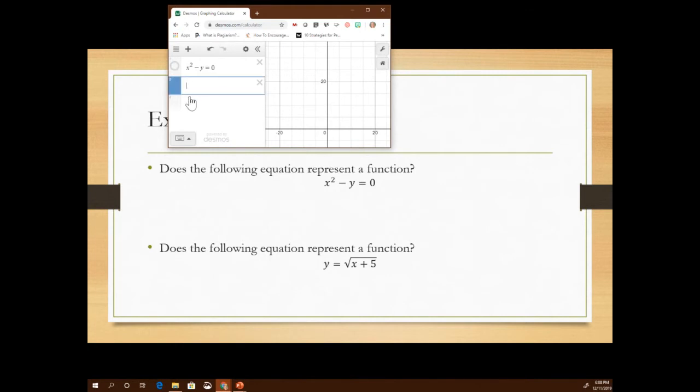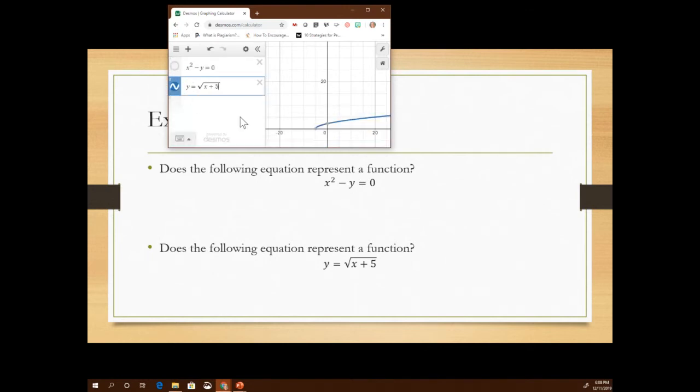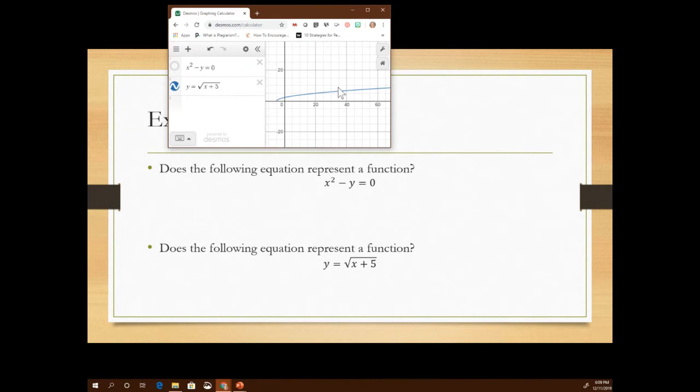Now I'm going to look at the other one, y equals, and to get the square roots, I got my square root button, x plus 5. Okay. So here, I'm going to zoom out. So again, no matter where I draw a vertical line, I'm not going to hit the graph more than once. I'm going to hit the blue graph only once. So this one is also a function. So both of these equations represent functions.